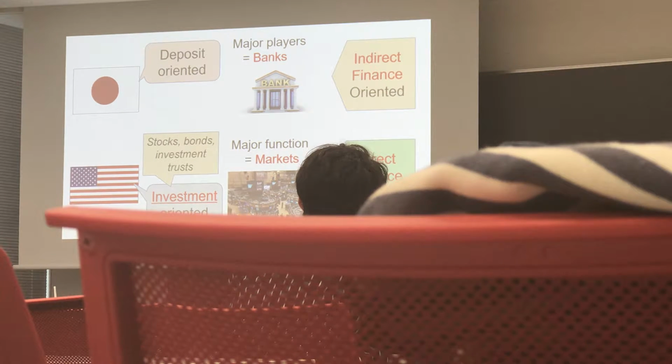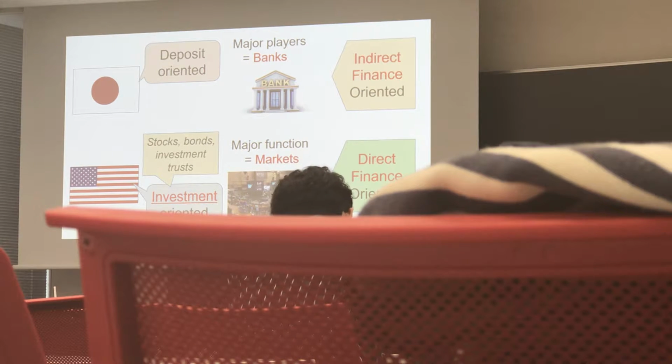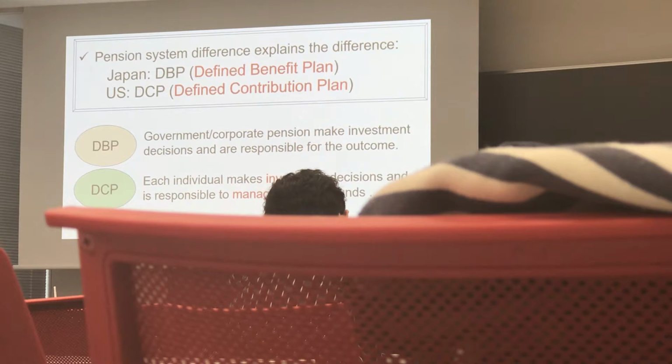And that may imply another thing. Japan is deposit oriented, or in other words, indirect finance oriented. And the US is investment driven, meaning direct finance oriented. So indirect finance for Japan and direct finance for the US. That is a key distinction. And this difference may be explained by one major factor.